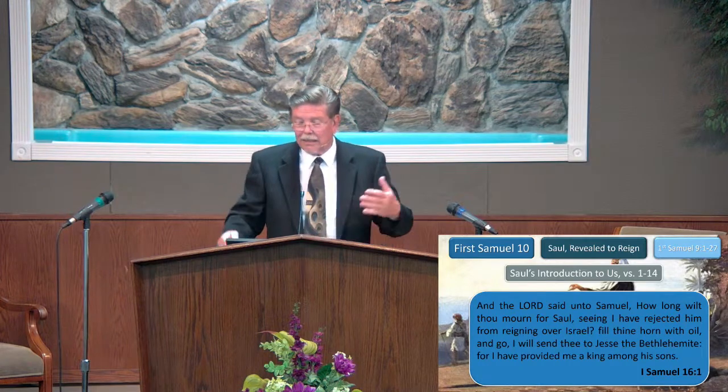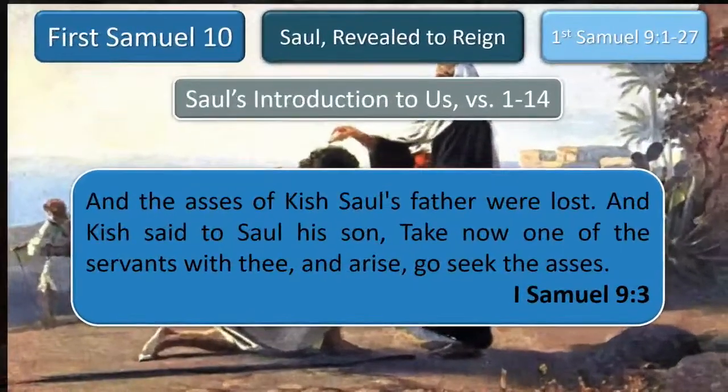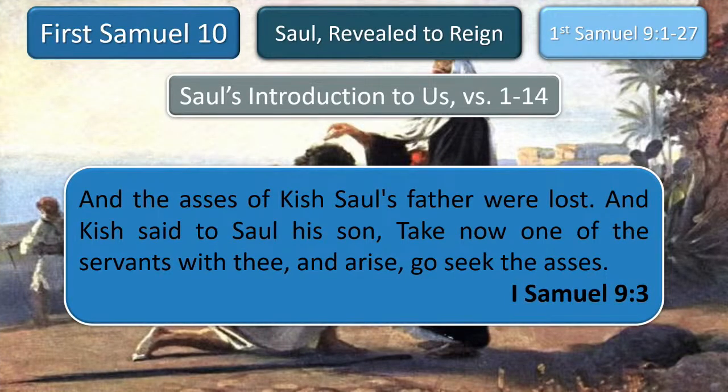But what we see too, let's keep on going, verse 3, because now we're going to start this adventure. And again, here we have the asses of Kish, Saul's father, were lost, donkeys. And Kish said to Saul, Take now one of the servants with thee, and arise and go seek the asses. Now, if their value was not very high, I don't think that Kish would have sent his son to look after them and look for them. But he did. He sent him. He sent somebody he could trust, somebody that would be thorough in their search and bring them back if they found them.